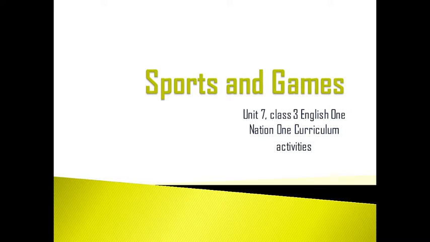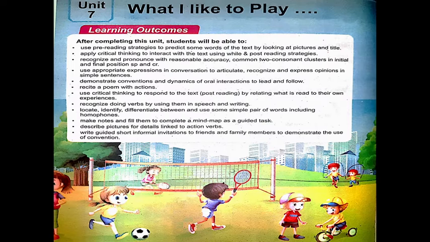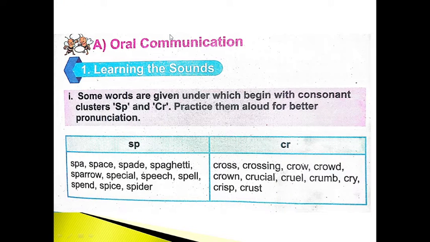I Like to Play. Sports and Games, Grade 3, English based on the One Nation, One Curriculum activities. So let's start. Unit number 7, What I Like to Play. Oral communication, learning the sounds. Some words are given under which begin with consonant clusters S, P, and CR. Practice them aloud for better pronunciation.